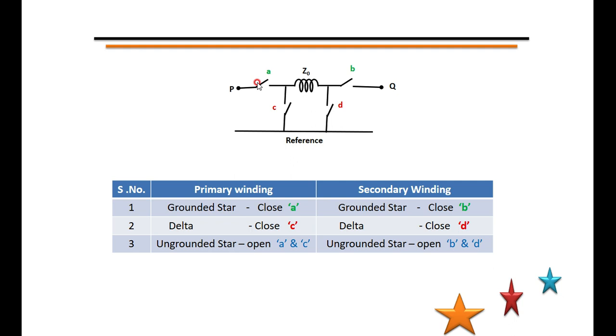Similarly, the same conditions hold good for the secondary. If it is star connected grounded, switch B should be closed. If it is star ungrounded, B should be open. If it is a delta connection in the secondary, the delta switch D should be closed. This is how we make the total connection from P to Q to represent the zero sequence network for the transformer.